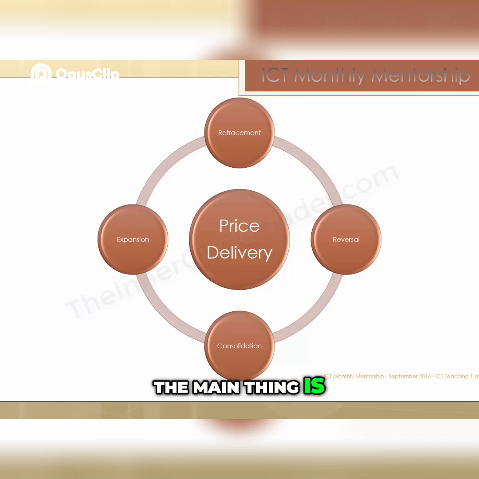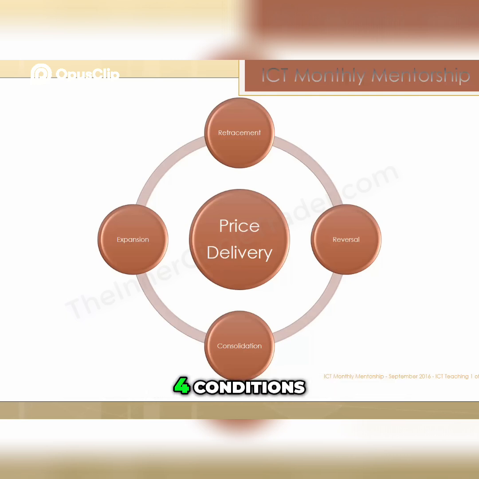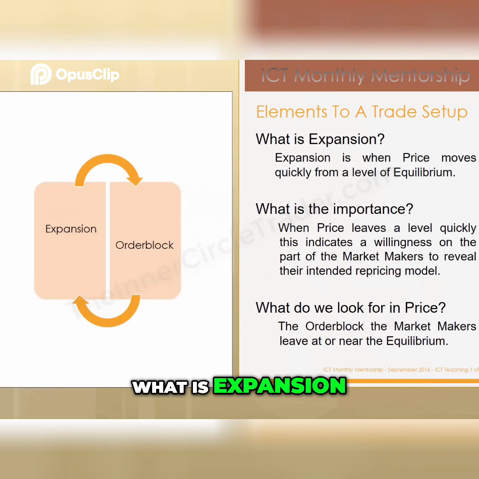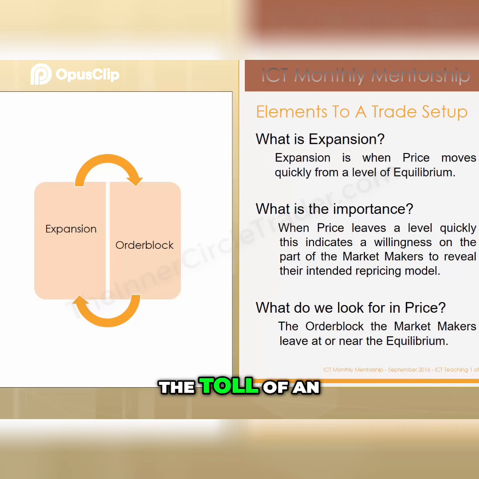The main thing is just understanding these four individual characteristics to a trade setup, because price is delivered by one of these four conditions. It can't be any other way. Now, what is expansion? Expansion is when price moves quickly from a level of equilibrium. Expansion couples directly with the tool of an order block.